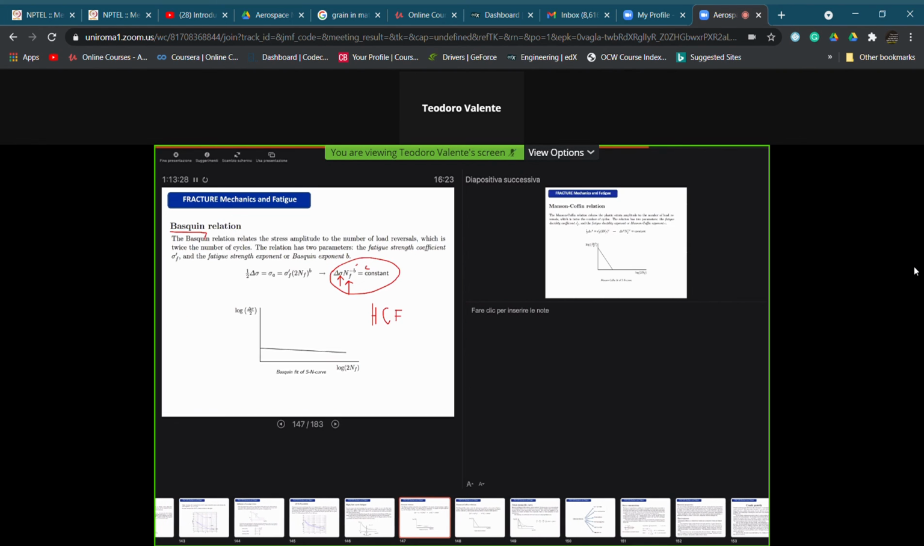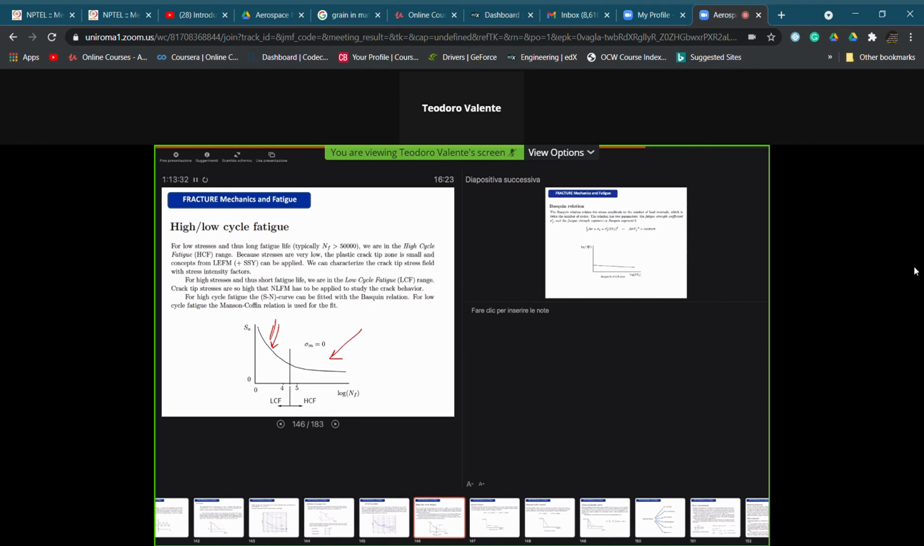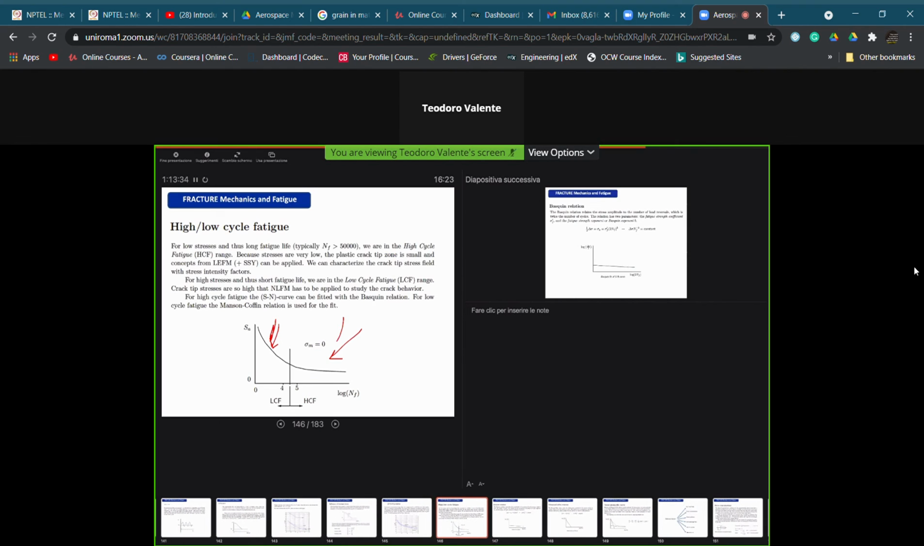So you see they are different, because here we have the Coffin-Manson and here we have the Basquin relationship, even though please remember that usually in our engineering applications we are in the case of high cycle fatigue, because the life is expected not to be too short.